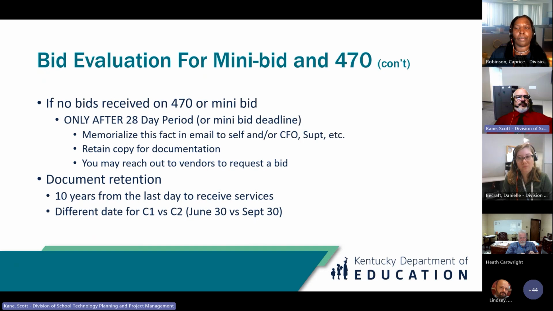So as we wrap up this look at the bid evaluation, if you do not receive any bids on your Form 470 or on a mini bid after your 28-day period or mini bid deadline, make sure that you memorialize the fact that you did not receive any bids. Email yourself. I also suggest adding one other recipient, the CFO, superintendent, somebody else within the organization, just to say, as of such and such a date, we've passed our mini bid deadline and we did not receive any bids to date. Maintain a copy of that and keep it in your E-rate documentation.